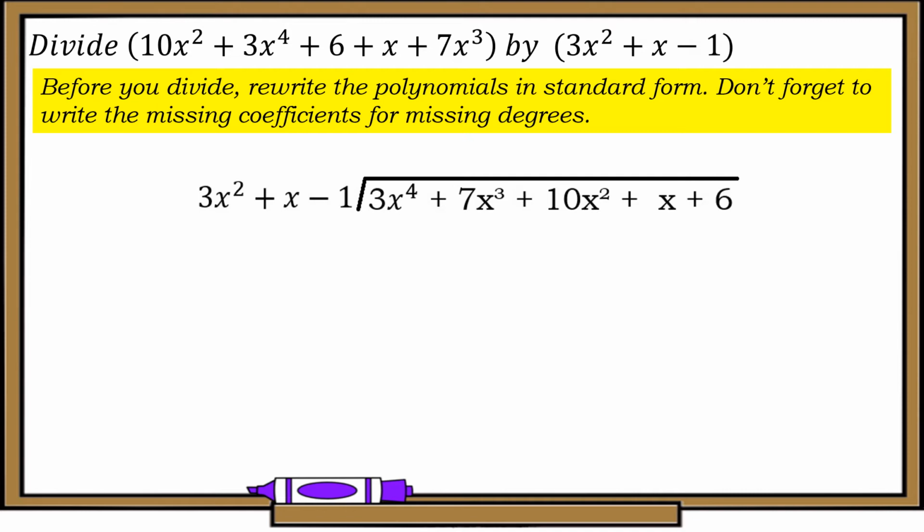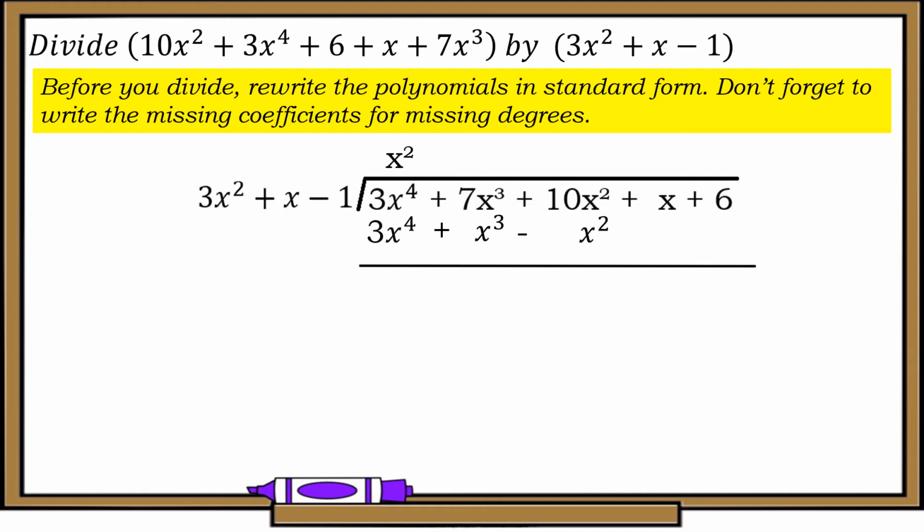Next step, divide the first term in the dividend by the first term of the divisor. 3x to the fourth divided by 3x squared is x squared. Then you multiply using the distributive property of multiplication. X squared times 3x squared is 3x to the fourth. Then x squared times positive x is positive x cubed. X squared times negative 1 is negative x squared.